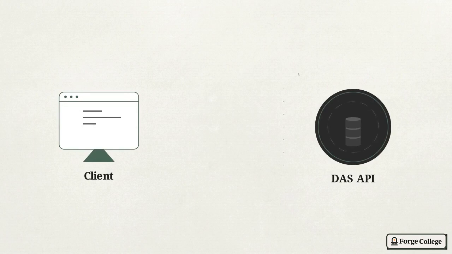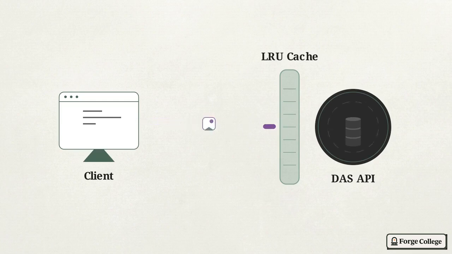local memory. You implement an LRU, or least recently used, cache. This acts as a shield that intercepts those repeat requests. If a user mashes refresh, the cache serves up the metadata instantly, without ever waking up the API.